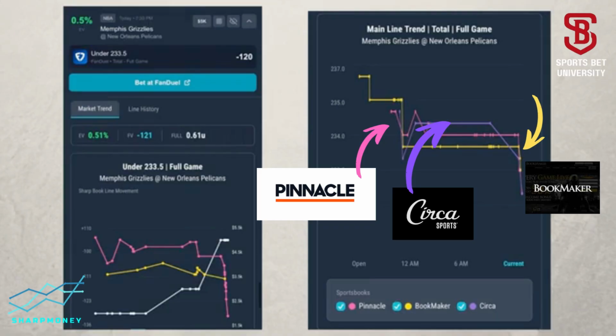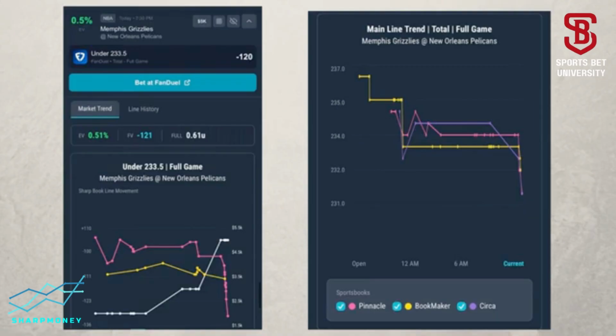In this example, it looks like only Bookmaker and Pinnacle have odds out. So the 0.5% value is to the current line of Bookmaker and Pinnacle. Pinnacle is the pink line, Bookmaker is the yellow line, and the white line represents the Pinnacle limits. So there's a direct correlation with Pinnacle limits and Pinnacle odds, and we're going to do a deep dive into that right now.